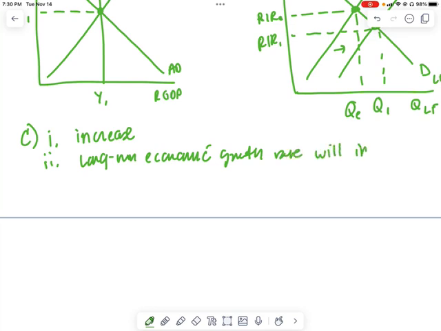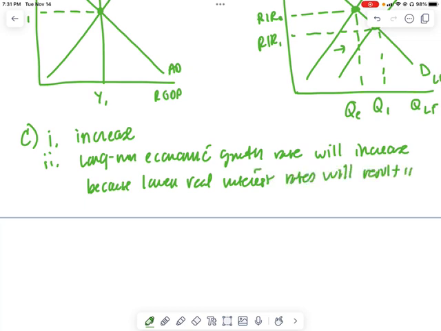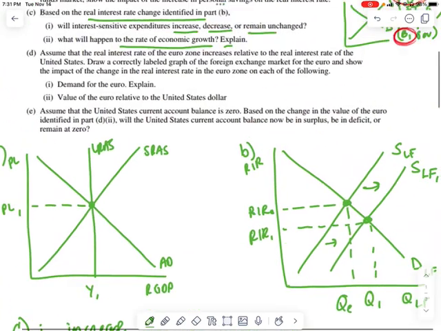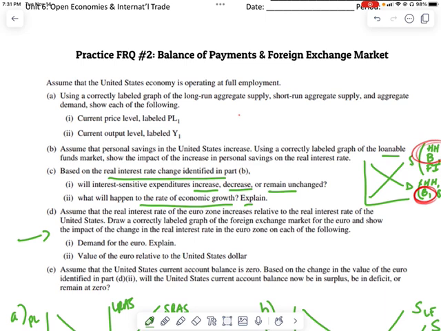So we're going to say it's going to increase or it will accelerate, whatever you want to say, because lower real interest rates will result in investment in capital goods and new technology. Oh, it's beautiful. It's the whole reason why there is macroeconomics, is to get to this point in the world. All right. So now what we have to do is we have to show how that connects to exchange rates.